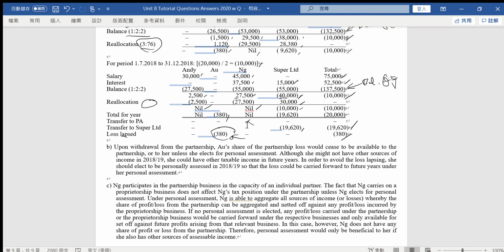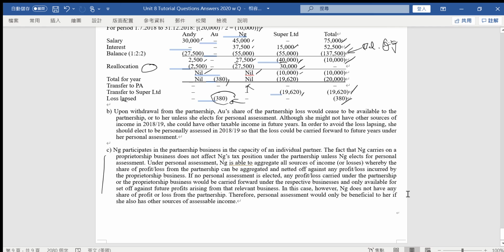We need to identify whether he has any other source of income in this year. But no matter how, there is no assessable profit being allocated from the partnership. That's why he doesn't enjoy any benefit of this. You just discuss all those things related to personal assessment, how this benefits the taxpayer, that it can be carried forward in case there is an allocation of loss for the concerned partners. That will be the answer for this question 1 and 3.